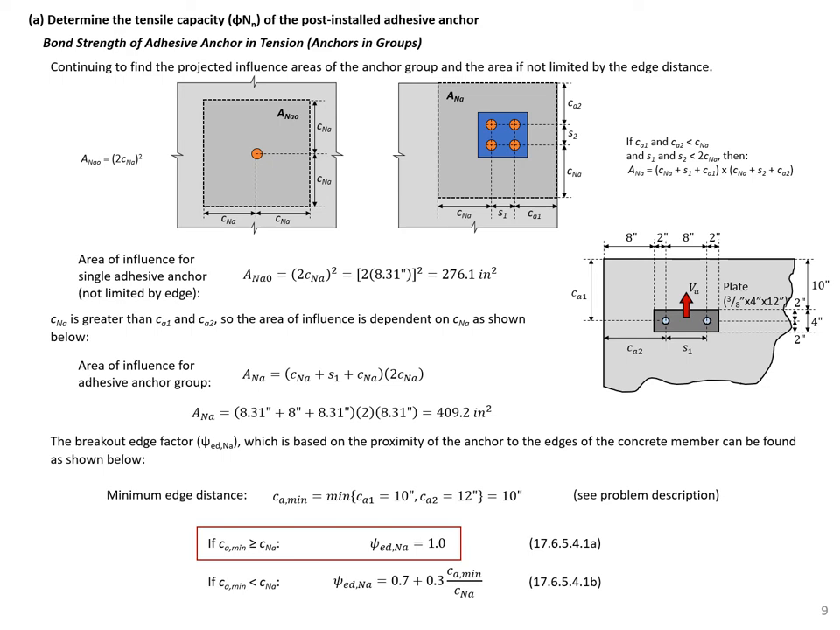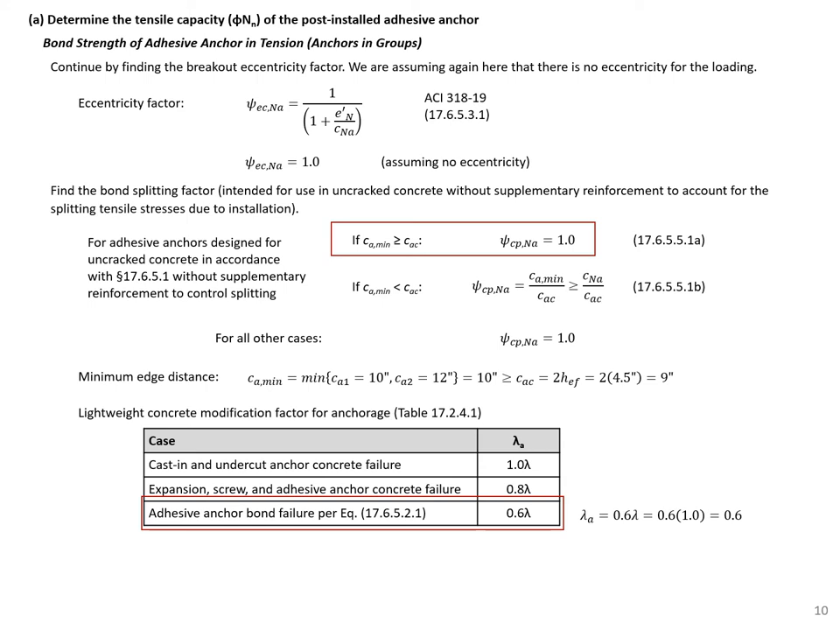Some of the other factors that we'll need to find the bond strength of our adhesive anchor group are shown here. The first is our eccentricity factor. So if we had an eccentricity for our tension load, then we would plug in our eccentricity here. We're assuming that we have no eccentricity, so our factor here is going to be equal to 1. Next, we have our bond splitting factor. And because we have uncracked concrete without supplemental reinforcement, this factor, the psi factor, is just going to be equal to 1.0.